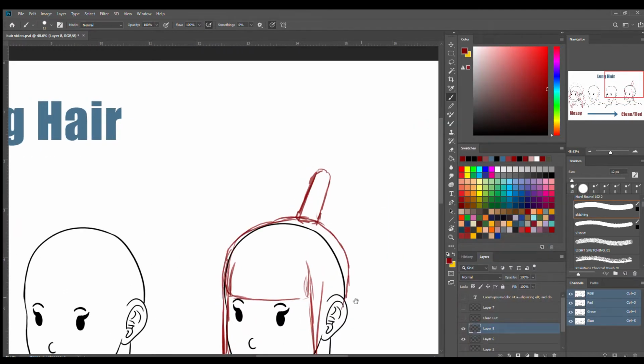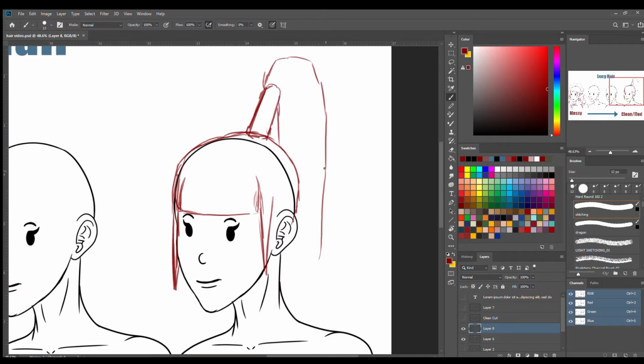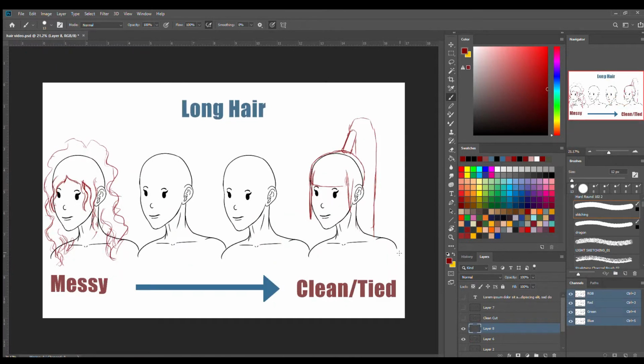There's one problem with this kind of hairstyle, and that is that they don't show much personality. They are a little bland.